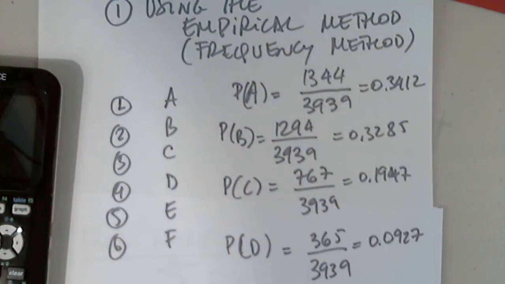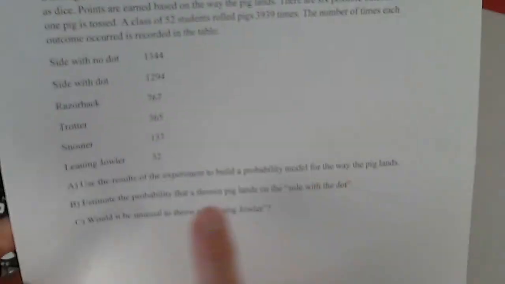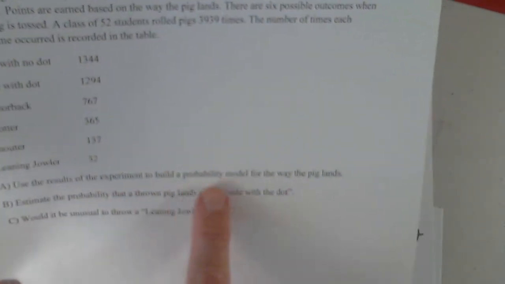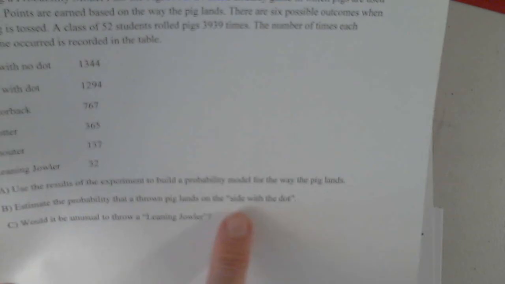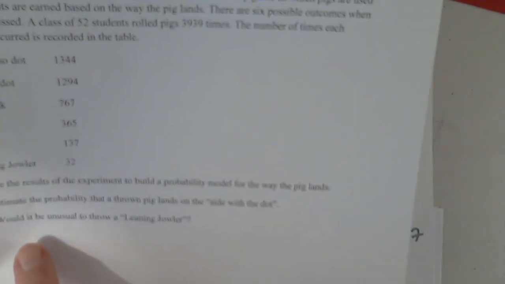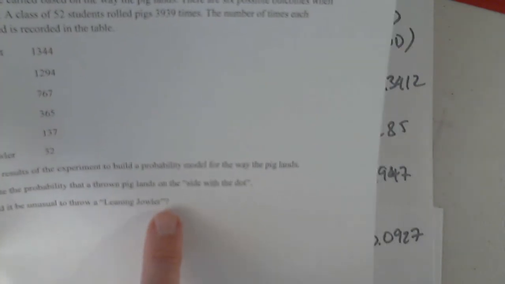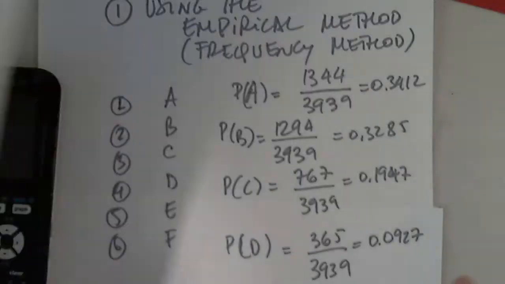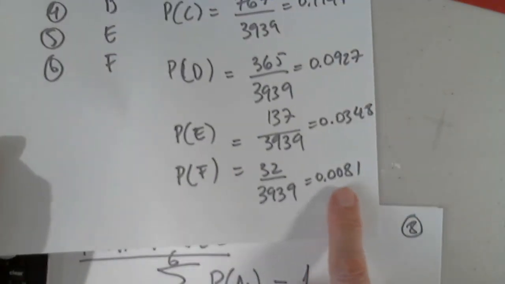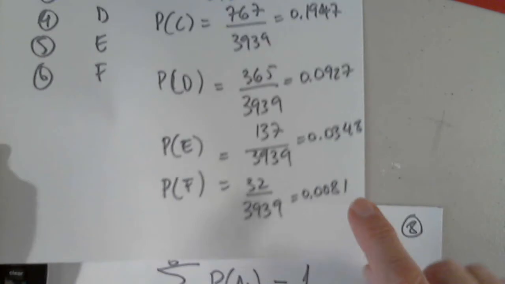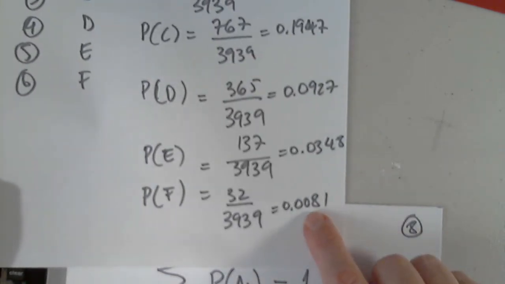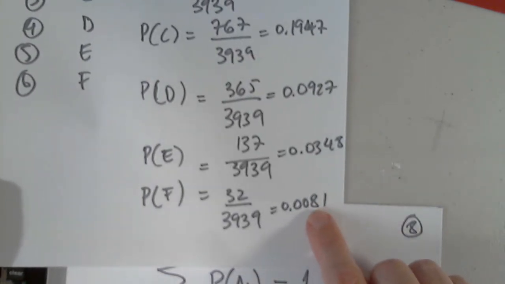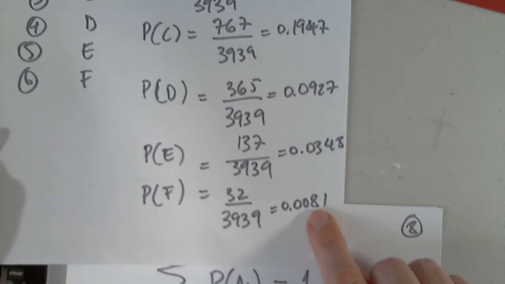Do we have another method of creating? So we used the results, we created, and now the estimated probability we already did. Would it be unusual to throw the last one, the leaning jowler? Yes, it would be unusual because the probability is very low, maybe 1% if you'd like, if you want to round it up.